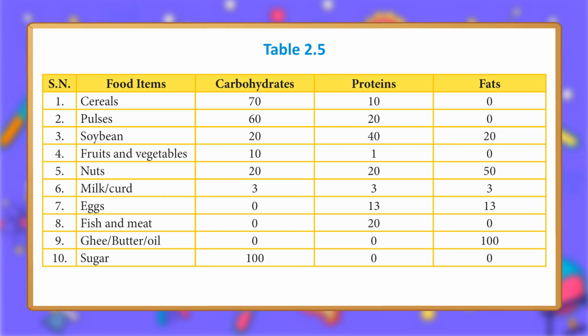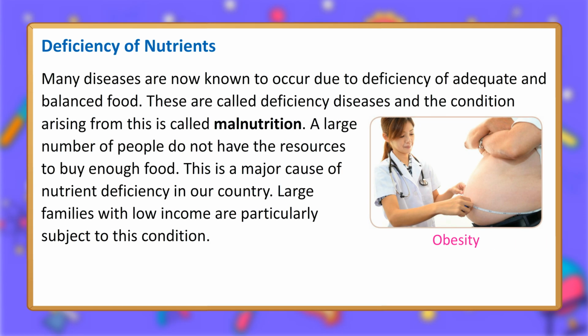Ghee, butter, oil: 0, 0, 100, 10. Sugar: 100, 0, 0. Deficiency of nutrients.